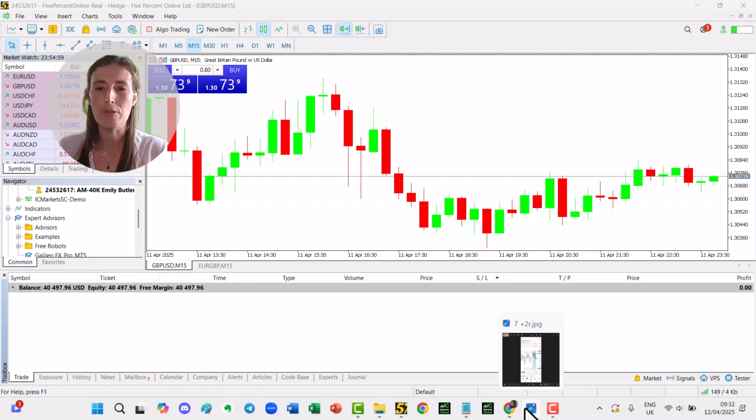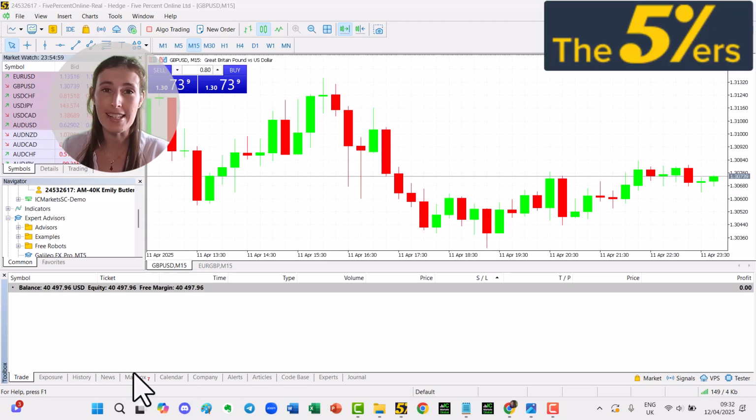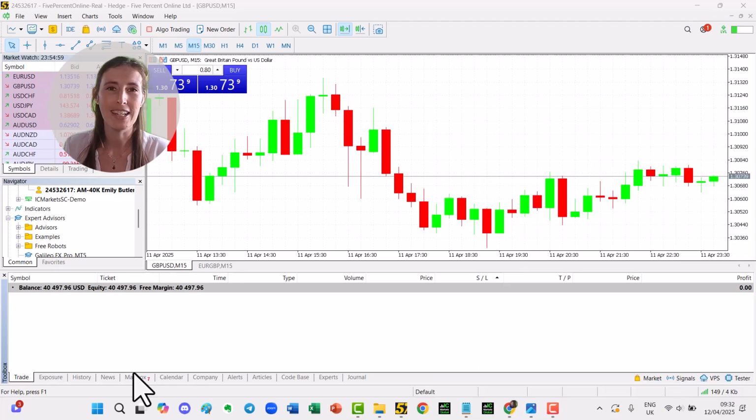Just before we jump onto TradingView, I'm just in my broker here in MetaTrader 5. This is the trading account that I use with the prop firm, the 5%ers. I currently trade the Hypergrowth program. I have a real account of $40,000 and I'll talk more about that later in the video.